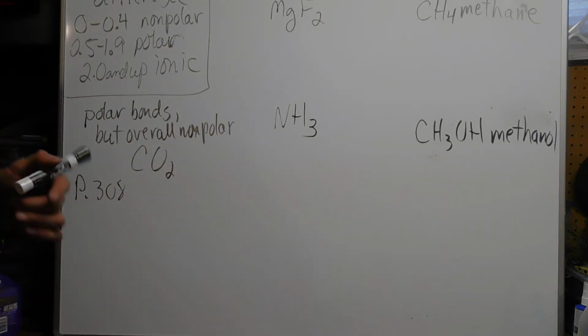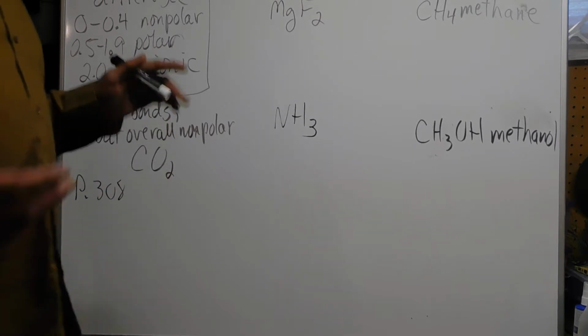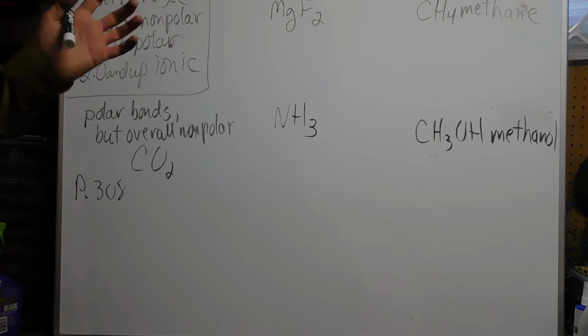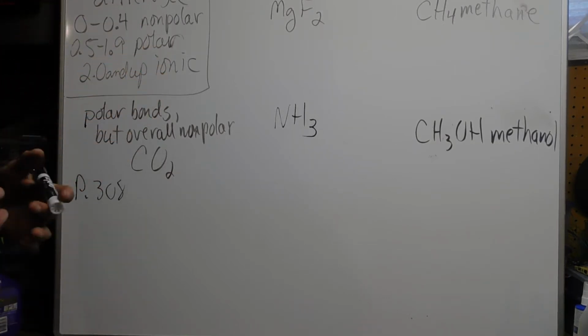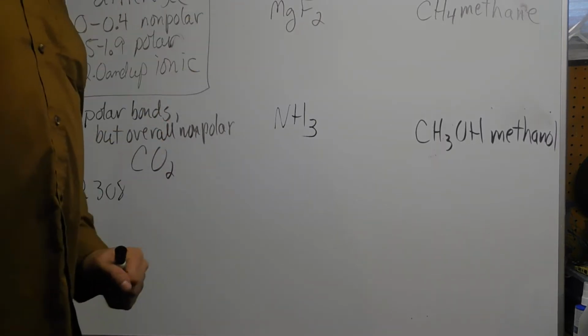Hello class, we're going to do a little Lewis structure practice today. In the last video we saw how the way that atoms bond according to their relative electronegativities influences the way they behave and the way that we draw them in a Lewis structure.